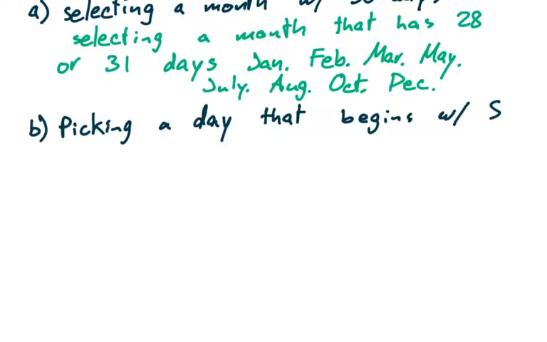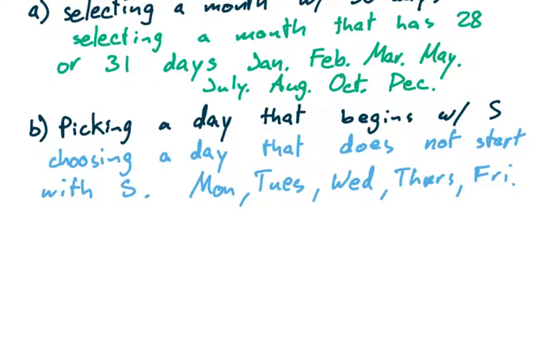In part B, it says find the complement of this event, picking a day that begins with S. The complement would be choosing a day that does not start with S. So those are enumerated as Monday, Tuesday, Wednesday, Thursday, Friday. The other 2 days, Saturday, Sunday, those start with S, so we would be selecting everything except those 2 days.